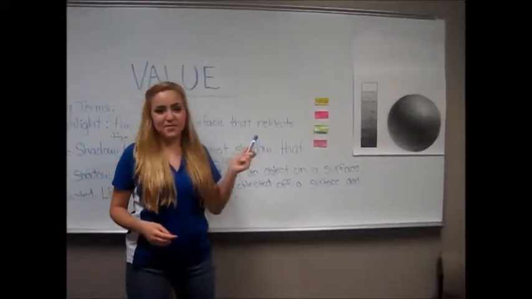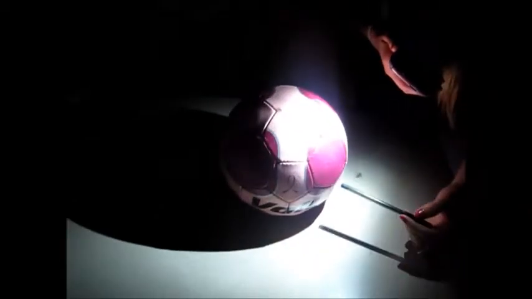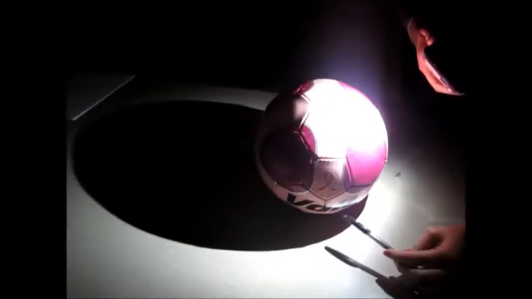So let's see an example of how this works. So here we have a soccer ball, and we're going to see what happens when we apply the light and see our components of value in real life. So here you have the highlight, which is the brightest part, and then the core shadow in the middle, which is the darkest part of the shadow. The reflected light down here, where the light reflects from the table and back onto the ball, and then the cast shadow that's created by the ball being in between the table and the light.